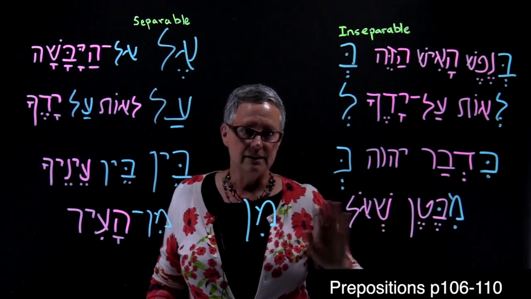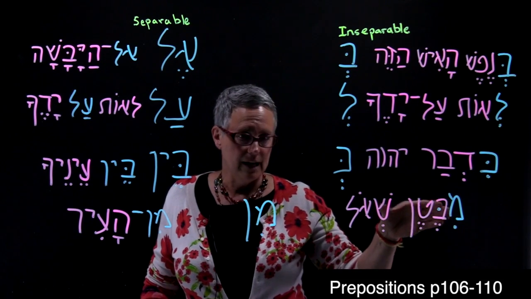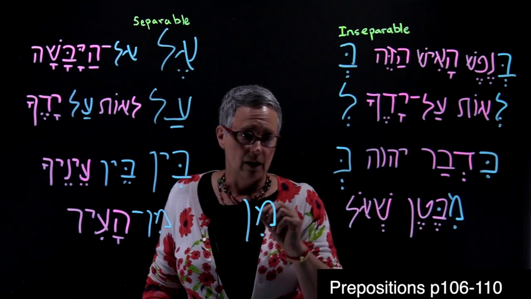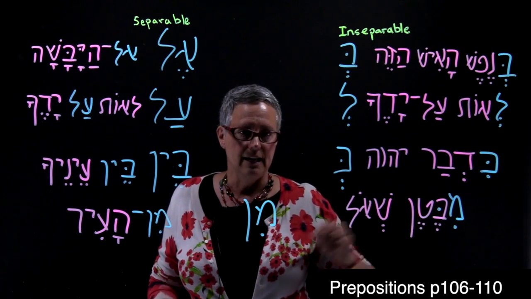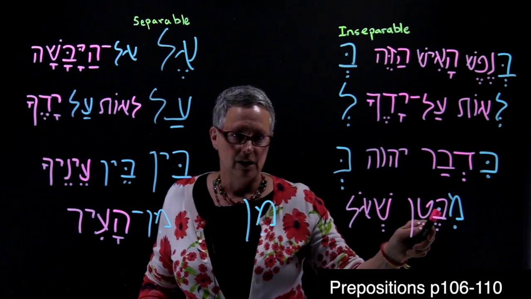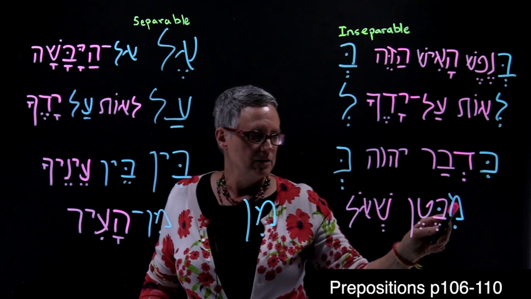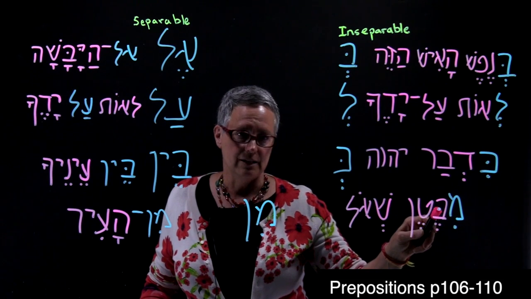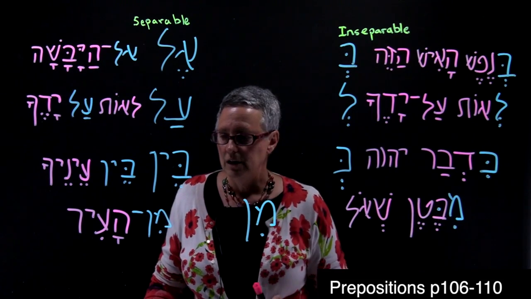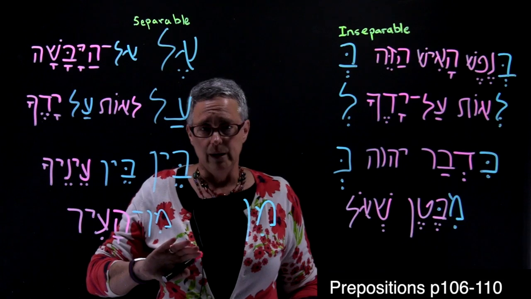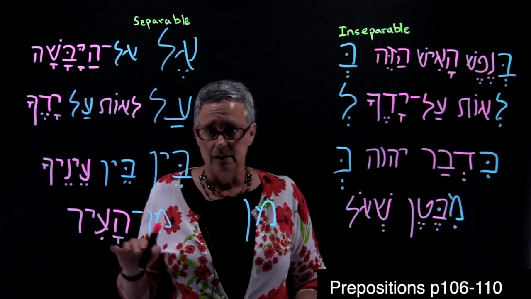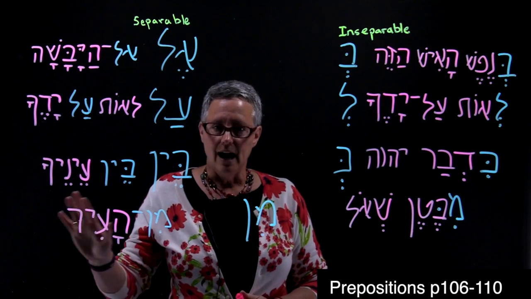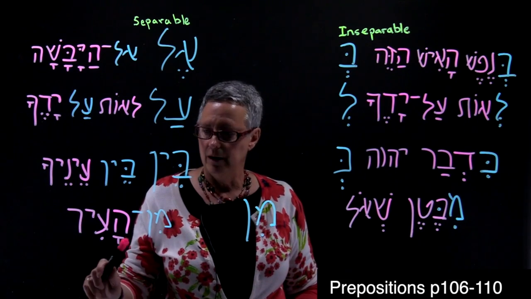In the case of min, when it is connected to another word, the nun, because it's a weak letter, disappears and is indicated by the dagesh in the next letter. So mem, hiriq, and the nun is indicated by the dagesh. But then min can also appear as a separate word of its own. So min ha'ir would be from the city.